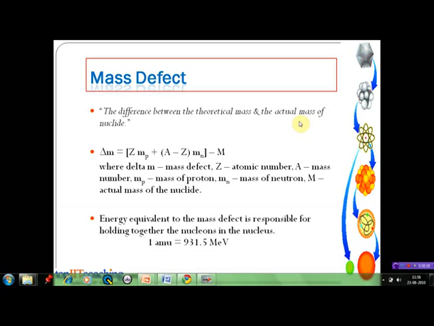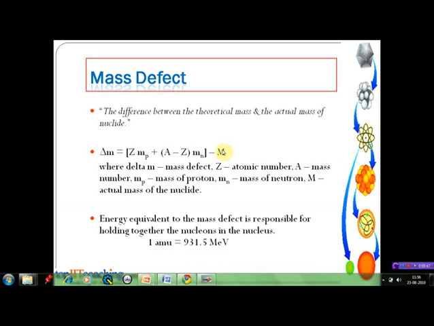Mass defect. Mass defect can be defined as the difference between the theoretical mass and the actual mass of the nuclide. This simple formula is used to calculate the mass defect of a nuclide. Delta M, which is the mass defect, is equal to Z into Mp, that is the number of protons since it is equal to the atomic number, and Mp is the mass of a proton, plus A minus Z, that is the number of neutrons, into Mn, that is the mass of neutrons. So this particular part of the equation gives us the theoretical mass of the nuclide, minus capital M, where capital M stands for the actual mass of the nuclide.